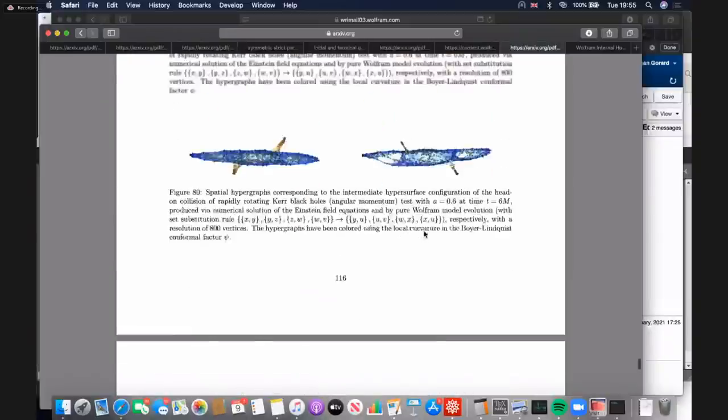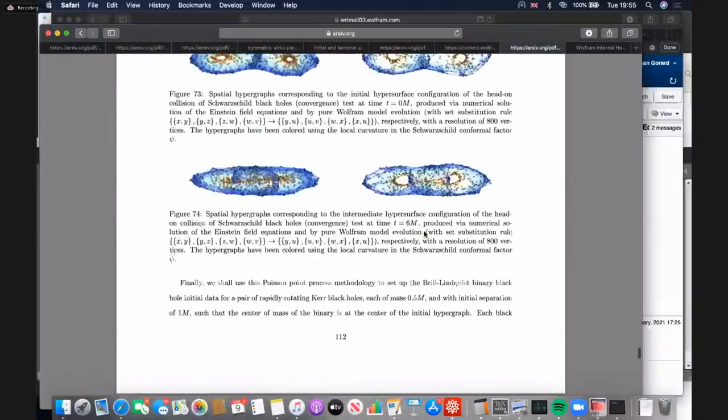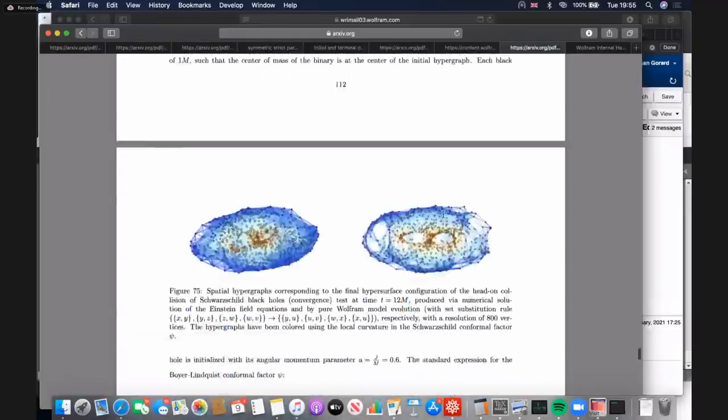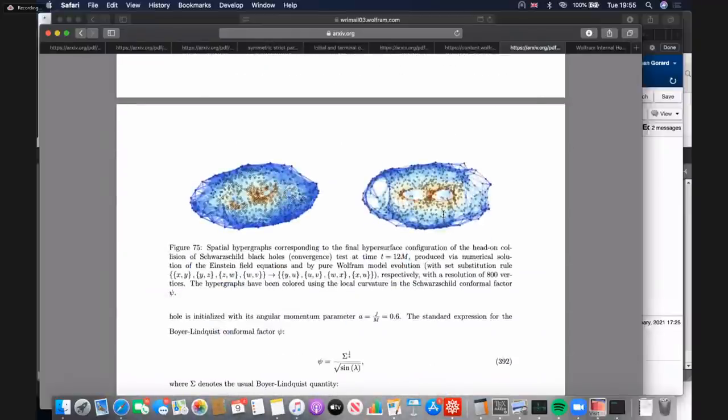So here's an example comparing. On the left, you've got the solutions computed using the PDE solver. On the right, you've got solutions computed using pure hypergraph substitution. So you just have rules that say, take a subhypergraph matching this pattern and replace it with a subhypergraph matching some different pattern, and you get the same limiting geometries, up to some scalar factor.